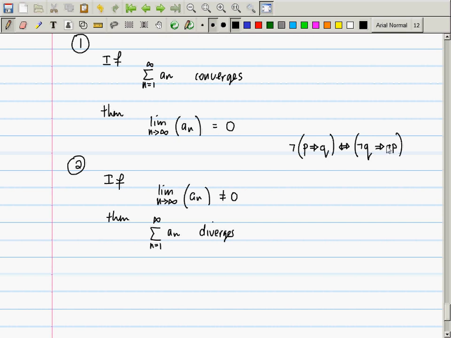Okay, now you need to be careful with the direction of the implication, right? The direction of the implication is important. If the limit isn't zero, the series does not converge. What about if the limit is zero? Then you can make no conclusion whatsoever. None. No conclusion can be drawn. Okay, the only time a conclusion can be drawn is when the limit is non-zero. Okay. So I'm going to prove the first thing, and the second thing is equivalent.